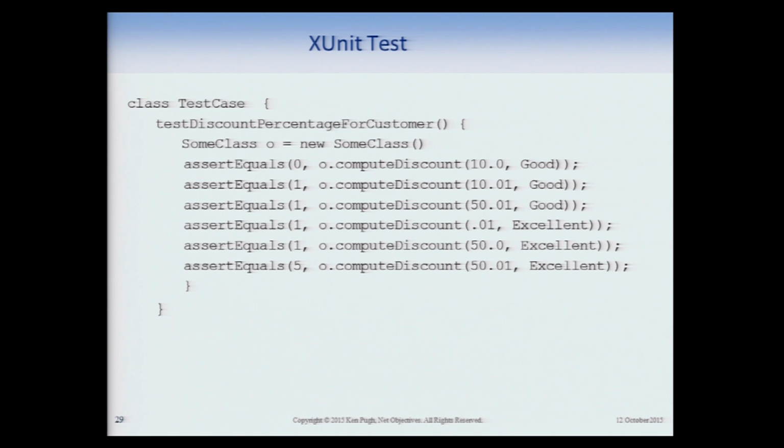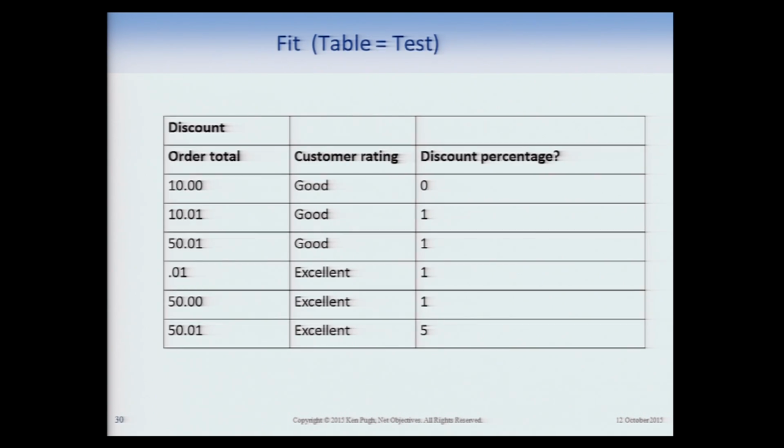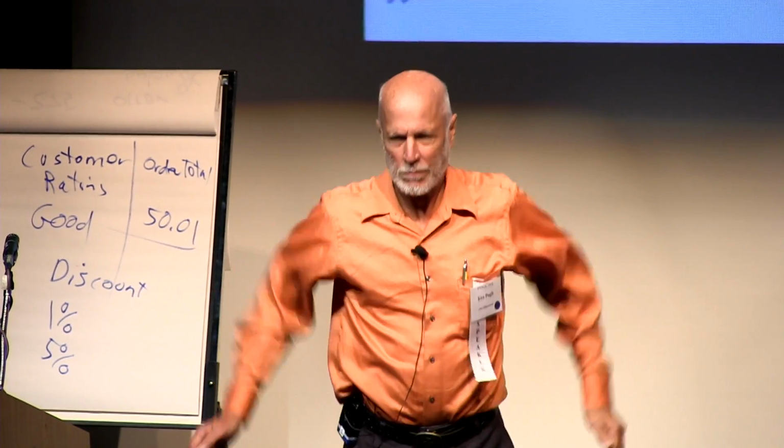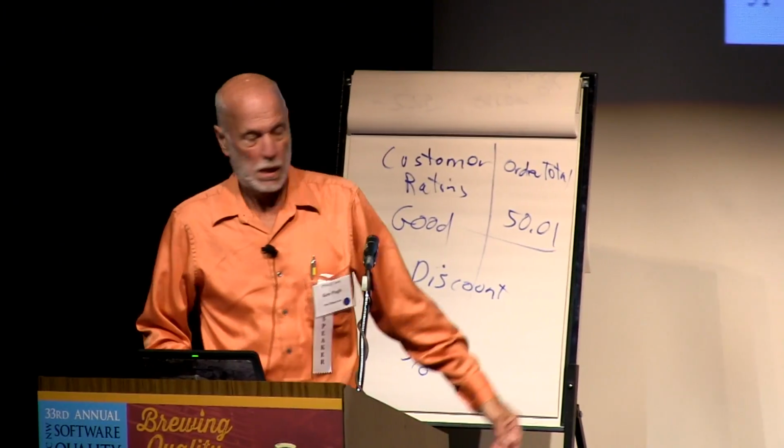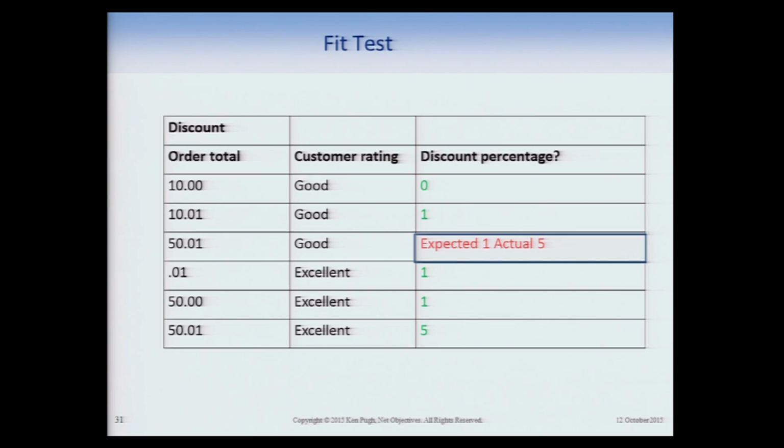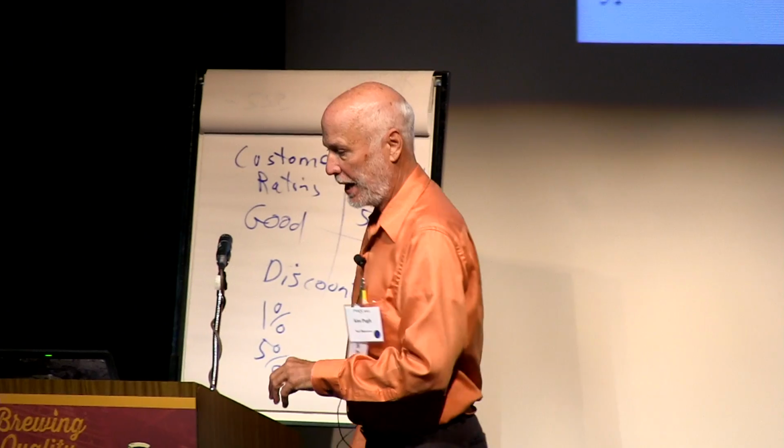So let's do one more. Did you understand this test? Order rated, customer rating, discount percentage? Okay, great. It's a test. Did you see that? Now let me do it again. We're going to run the test. There we go. Our discount percentage: we expected 1, it returned 5. We have a test failure. This is an acceptance test framework, understandable to the business, to the customer, and automatable. That's what we want to do.